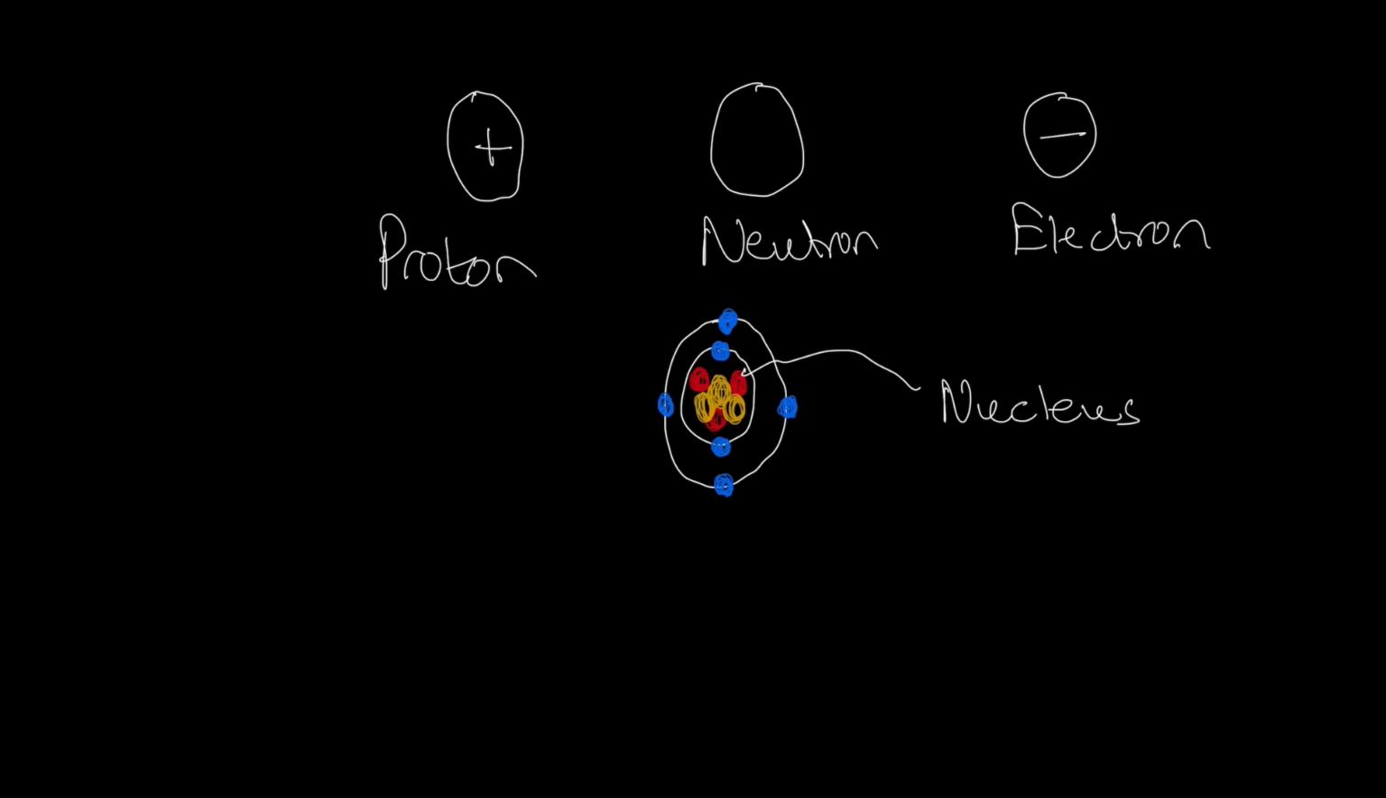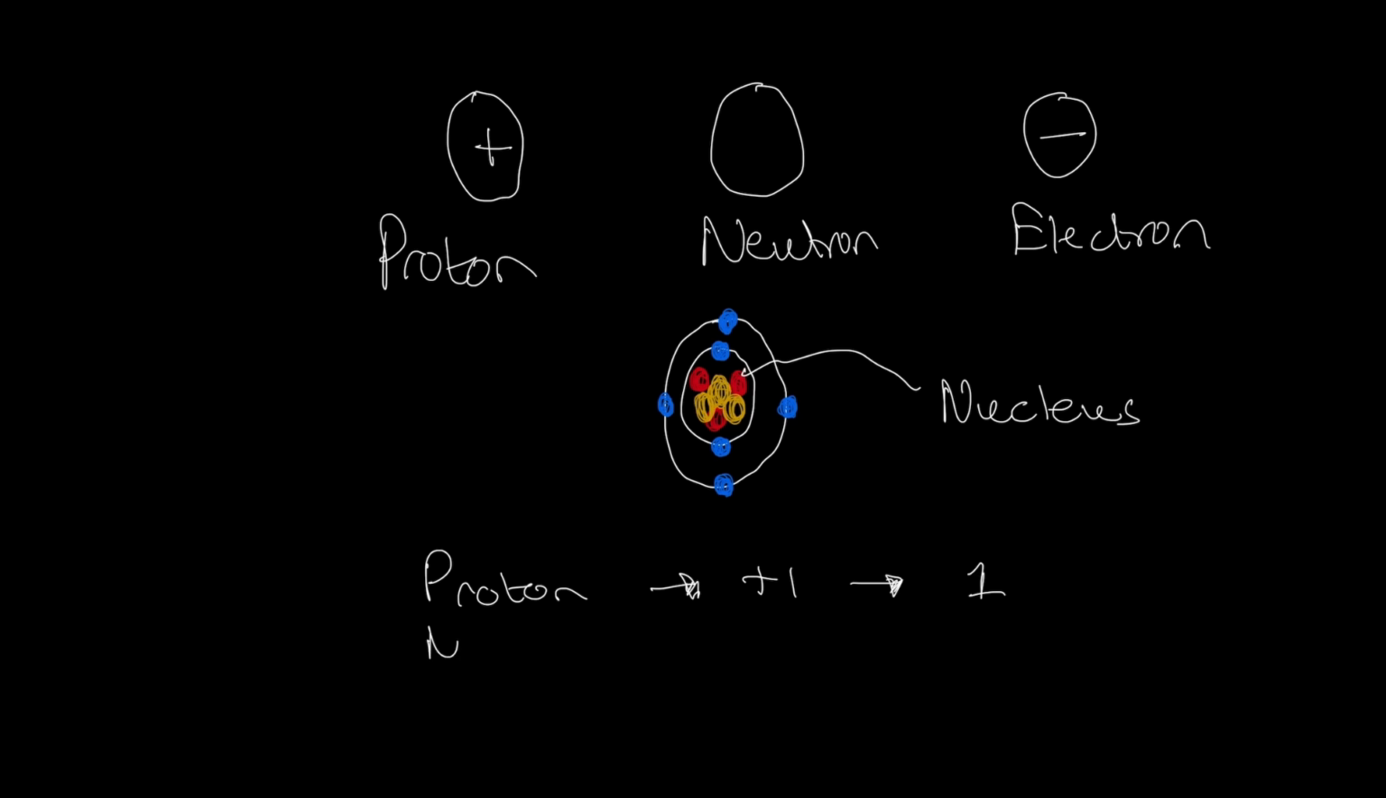Now, protons, neutrons, and electrons, as we say, have varying charges, or in the neutron's case, no charge. They also have a relative mass. You need to be aware of these relative masses for your exams. So, the proton, with a charge of +1, has a relative mass of 1.